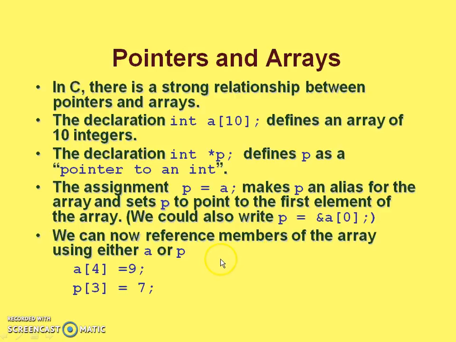We can now reference the members of the array using either a or p. Just like this, a[4] = 9, and similarly I can access the elements of the array a using p also.